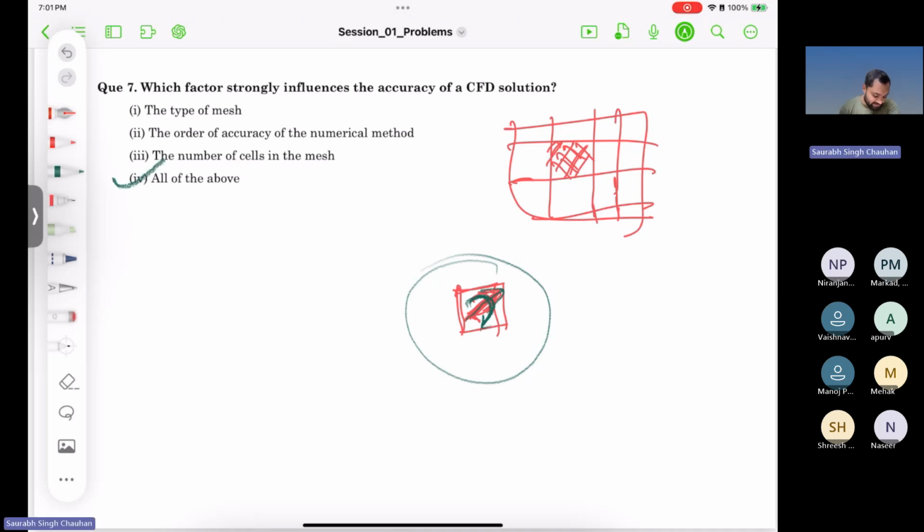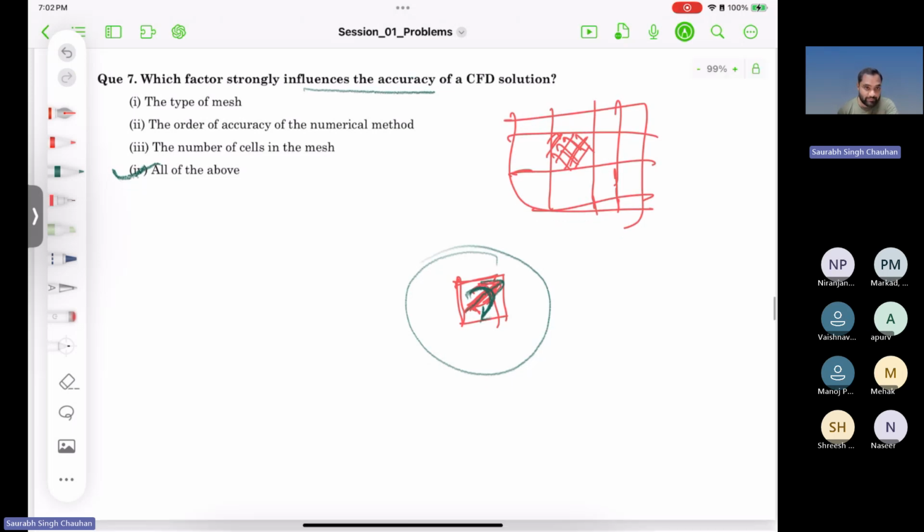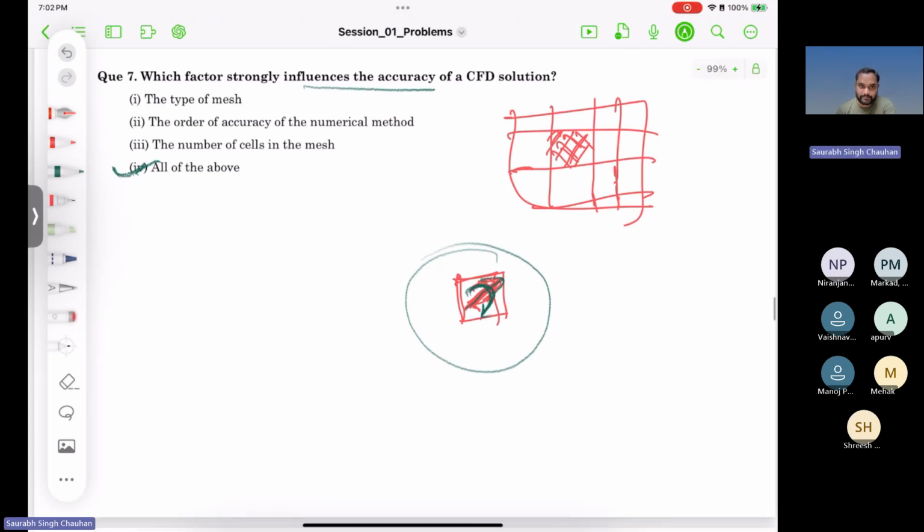So basically all of these influence the accuracy of a CFD solution: the type of mesh, the accuracy of the numerical model, and the number of cells. So when you do a CFD analysis, you should keep all these things in mind: which type of mesh you are using, which type of method you are using, and how many cells there are.